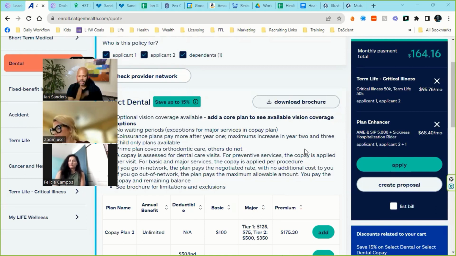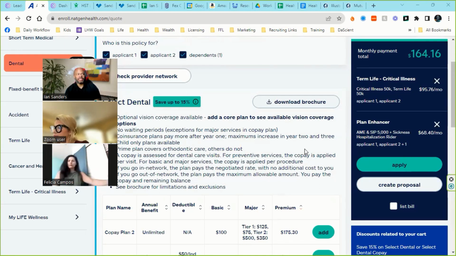And there's going to be two separate parts of this that are going to take care of those types of things. So the first one is going to be the plan enhancer. And what that does is it covers your hospitalization. So if you get admitted to the hospital because you're sick or because you have an accident, what it's going to do is pay you $5,000.